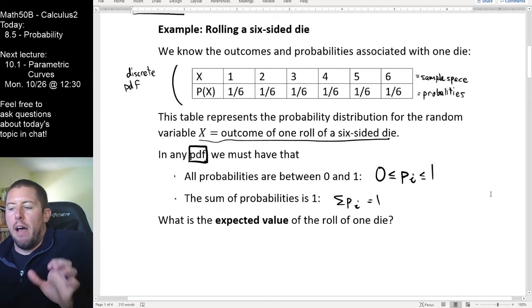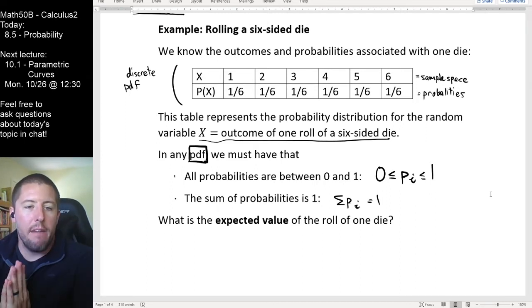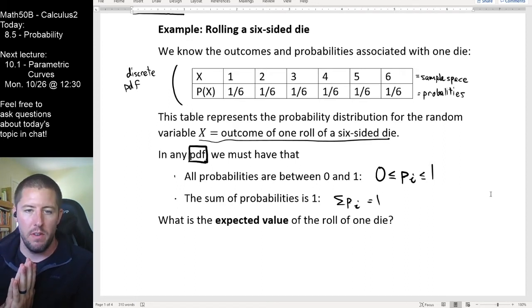So what is the expected value of the roll of one die? This says if I were to ask you to roll one die, on average, what do you expect that roll to be? All right, so this is an average question right here. It's phrased as expected value in a probability setting. What do we expect the outcome of the roll of one die to be?